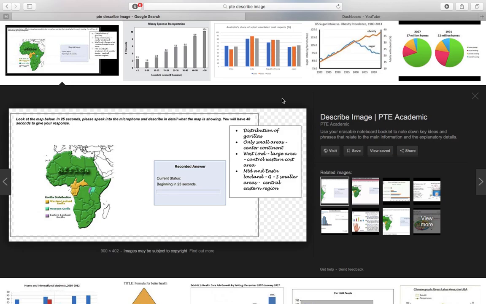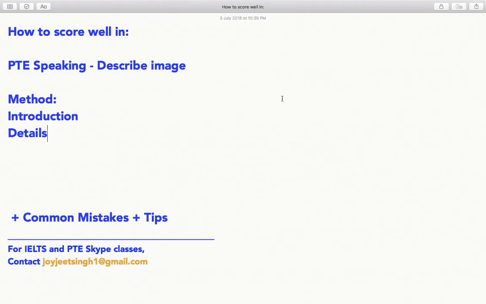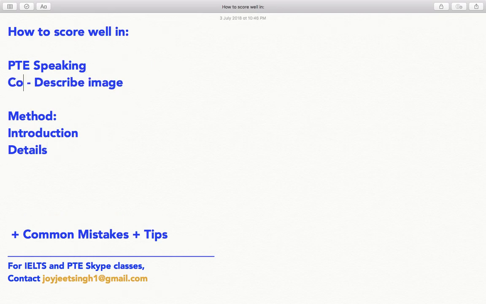So guys, these are a few examples that you can take for the details part. Remember, I did not cover each and every point, not each and every percentage, each and every figure, each and every value, and you don't have to as well. Remember, content, fluency, and pronunciation.